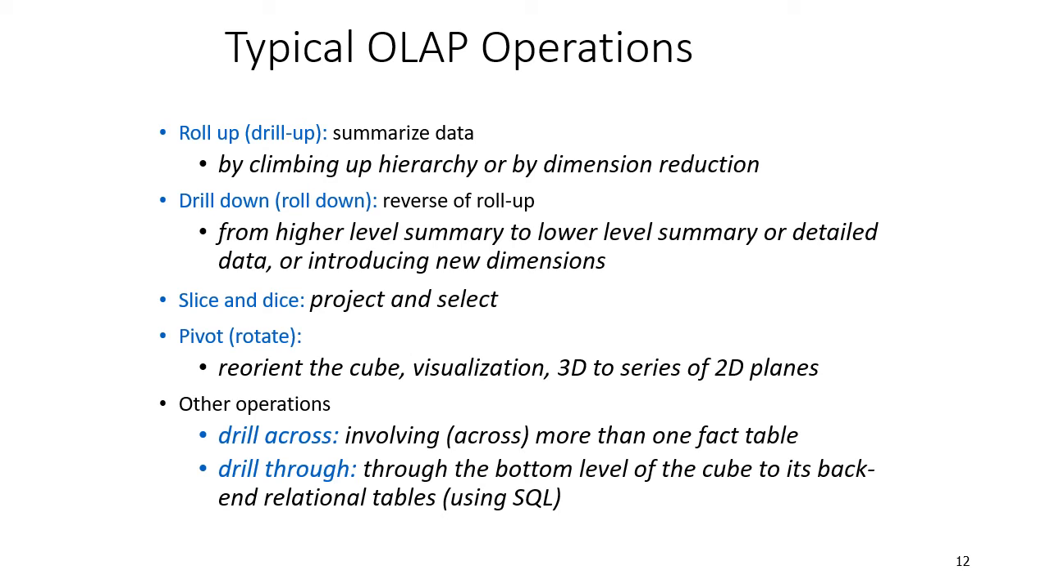Then slice and dice. Slice refers to the project operation, basically the representation part, and dice selects a subset of the dataset according to conditions. The pivot operation refers to the rotation or reorientation of the cube. It is basically related to visualization only, because it is sometimes not feasible to represent multidimensional structures on a 2D screen. So sometimes the pivot operation is also required.